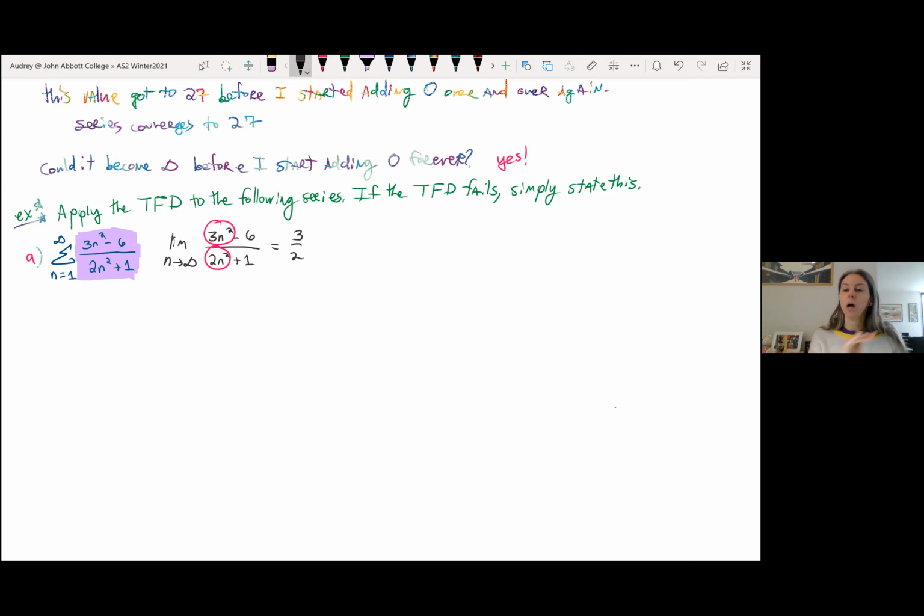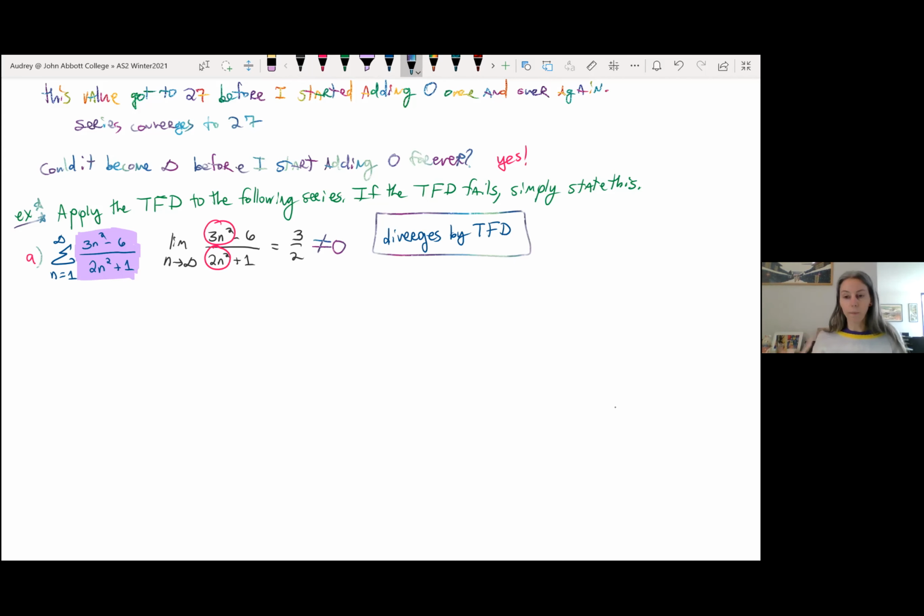Well, 3 over 2 does not equal 0. So we can then conclude that this diverges by the test for divergence.